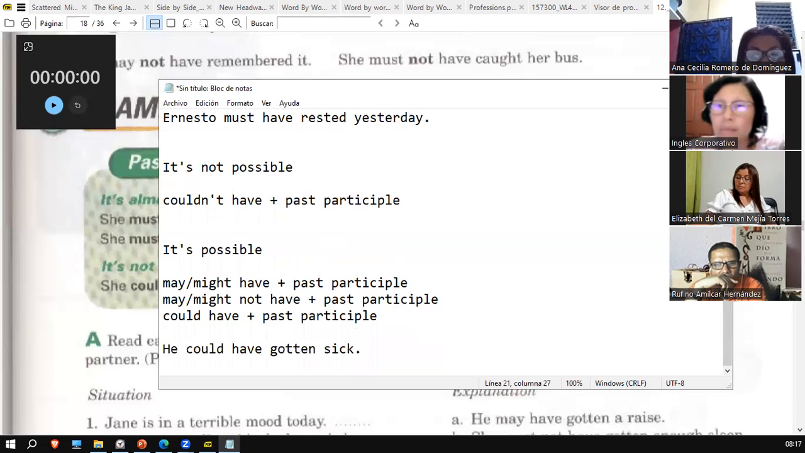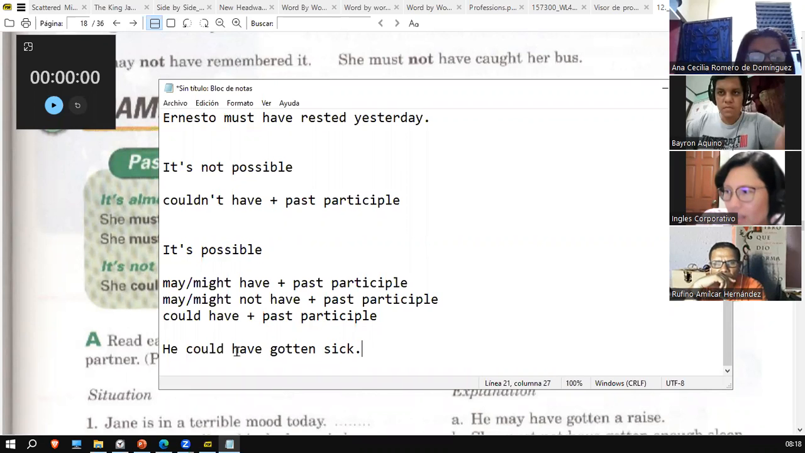¿Cómo se pronuncia, teacher? Gotten. You can say gotten or gotten. Both options are correct. Como usted lo decía también, estaba correcto. Las dos opciones están correctas. Ok. Thank you, teacher. You're welcome. Así que don't worry. No se preocupe que sí lo estaba diciendo bien. Very good.